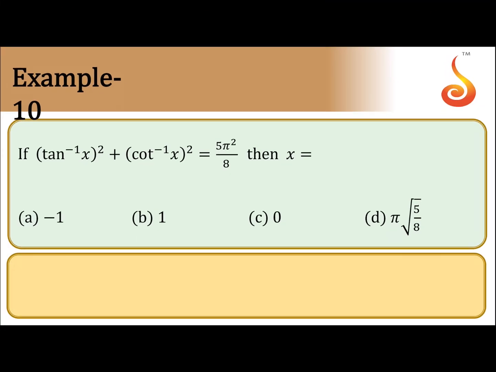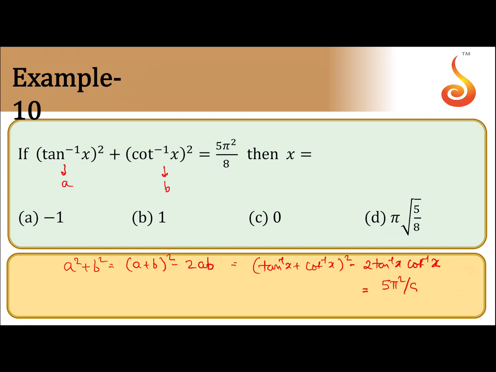Okay, in this problem, the basic concept is that a square plus b square can be written as (a plus b) whole square minus 2ab. So what is a here? This is a and this is b. So automatically this is equivalent to (tan inverse x plus cot inverse x) whole square minus 2 tan inverse x cot inverse x is equal to 5 pi square by 8.